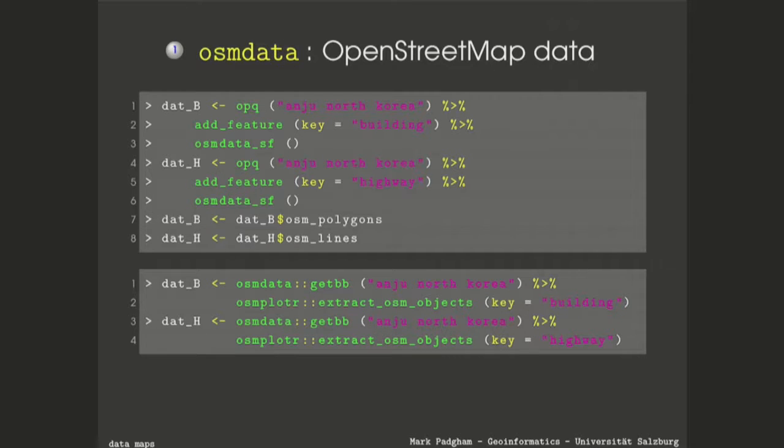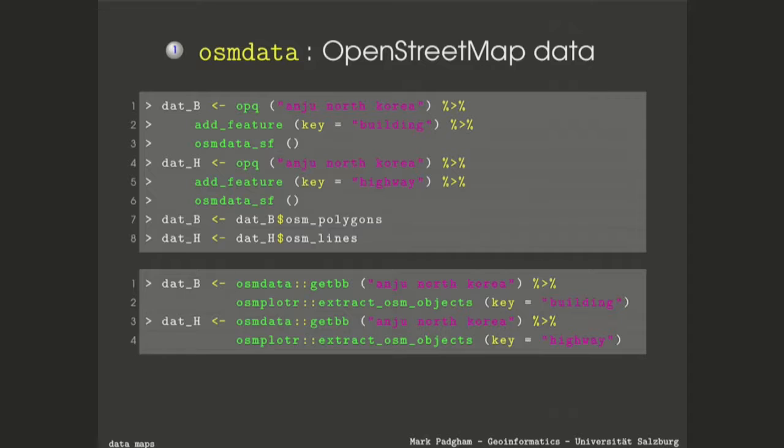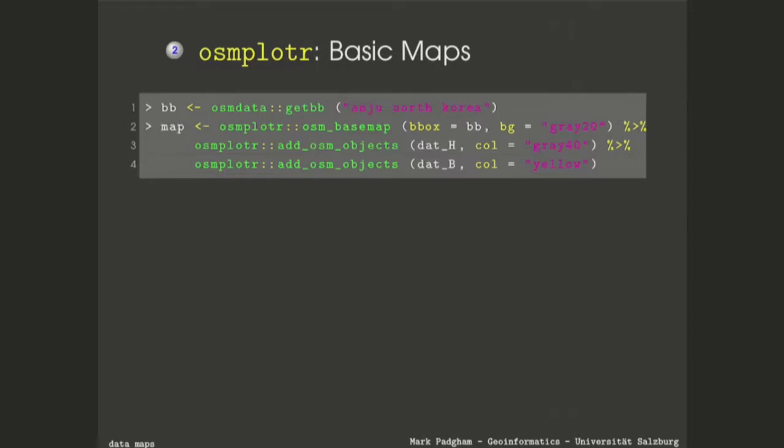You can also, this is OSM data functionality. The OSM plotter package that makes the maps has also a convenience function that does all of it in sort of one line. So that second box with explicit package names, extract OSM objects just does the kind of second 2 lines of the box above in one simple line. So that's an option to use as well.